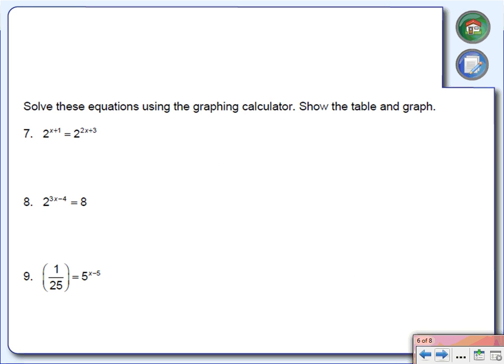Now this real quick, the directions say solve these equations using your graphing calculator, show your table and your graph. So let's do a couple of those real quick. Let's start with number 7. Again, right now all we're doing is using our calculator. We'll go back to the algebraic way here in a second. So in y1, we're going to put in this. In y2, we'll put in this. So go ahead and go to your calculator.